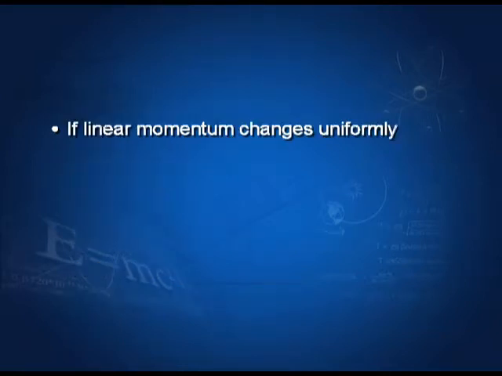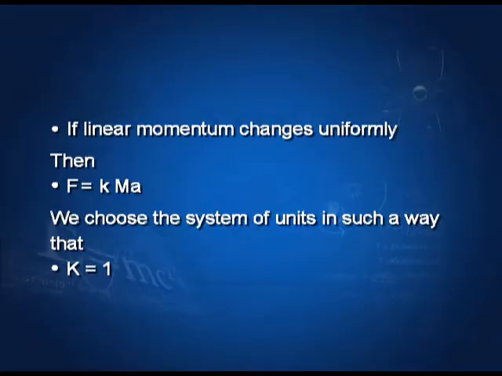If linear momentum of the object changes uniformly, then F will be equal to k m into a. Here a is called acceleration. If we choose the system of units in such a way that k equals 1, then F equals m into a. As we know, acceleration is a vector quantity, and force is also a vector quantity.